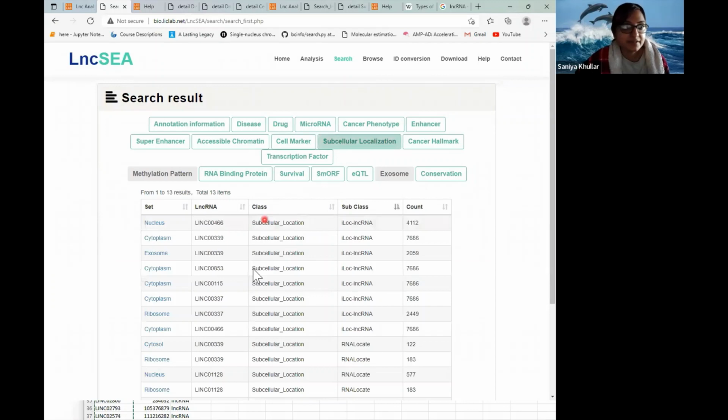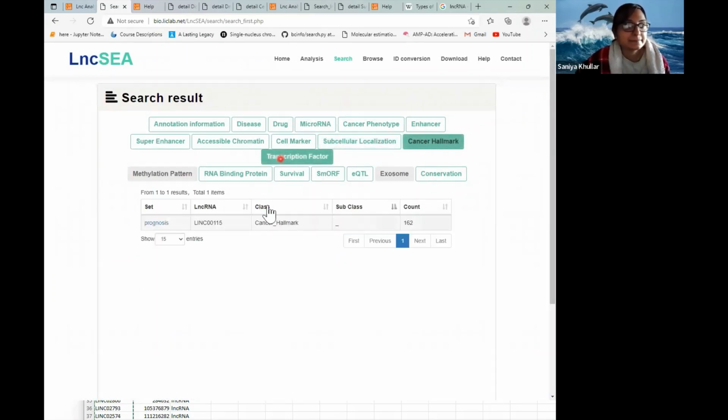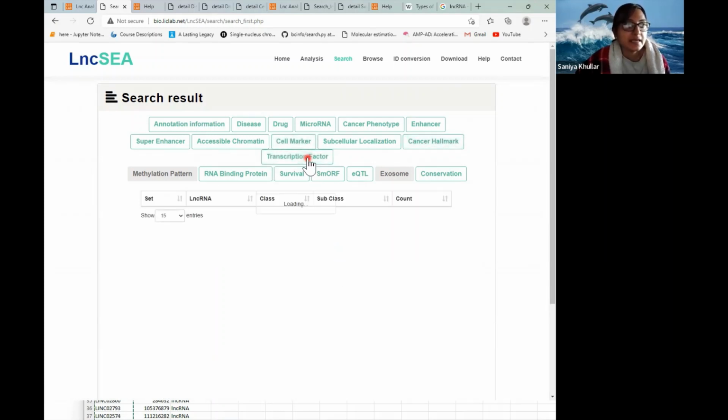There's also subcellular localization. There is cancer hallmark as well, prognosis of cancer. And this is transcription factors that are associated with the regulation of these lincRNAs.